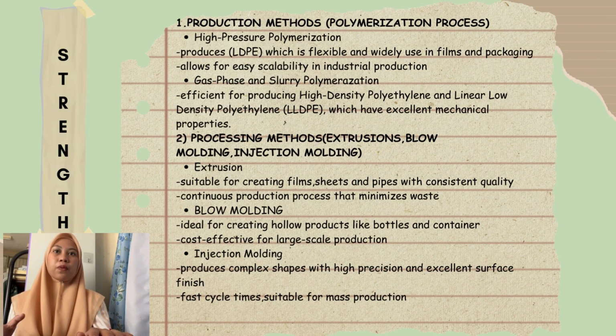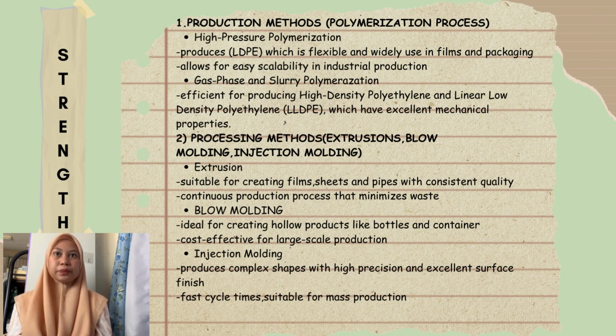For the strengths of the production methods, for high pressure polymerization, we have 2 of these polymerization processes. High pressure polymerization produces LDPE, which is flexible and widely used in film and packaging, and allows for easy scalability in industrial production. Gas phase polymerization is efficient for producing high density polyethylene and linear low density polyethylene, which is LLDPE, which have excellent mechanical properties.